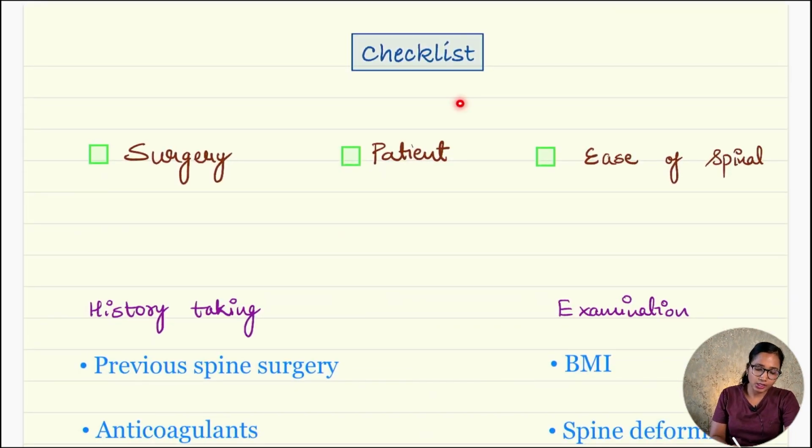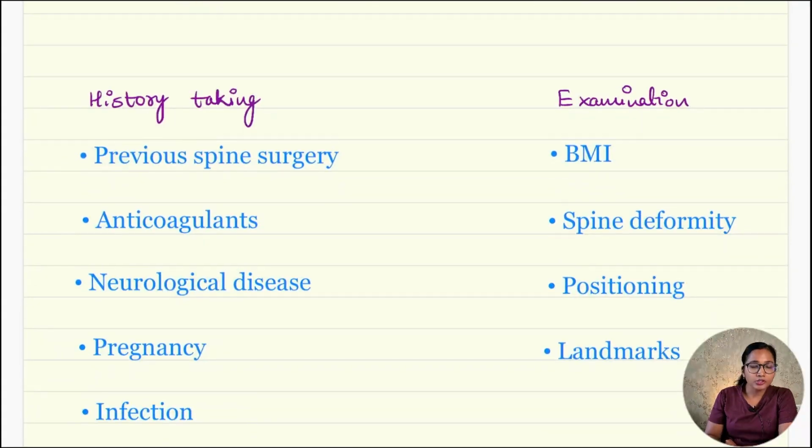Finally, the checklist. So what you have to see while you do a PAC for a patient. You have to see the nature and duration of surgery. You have to see the patient comorbidities. And then you have to see the ease of spinal, whether the patient will be able to sit, whether the spine anatomy is visible or not. So a structured assessment has a better success rate.